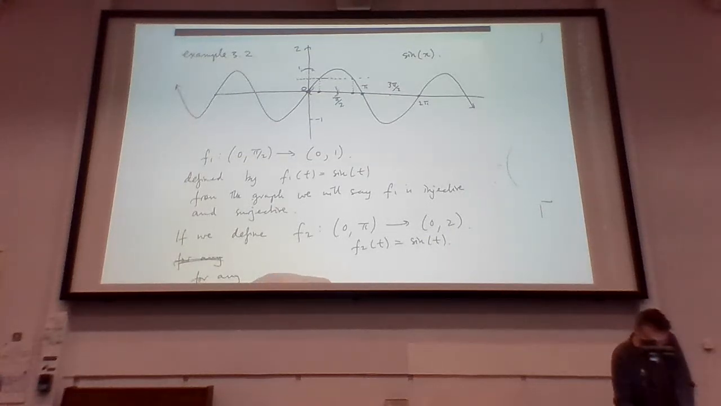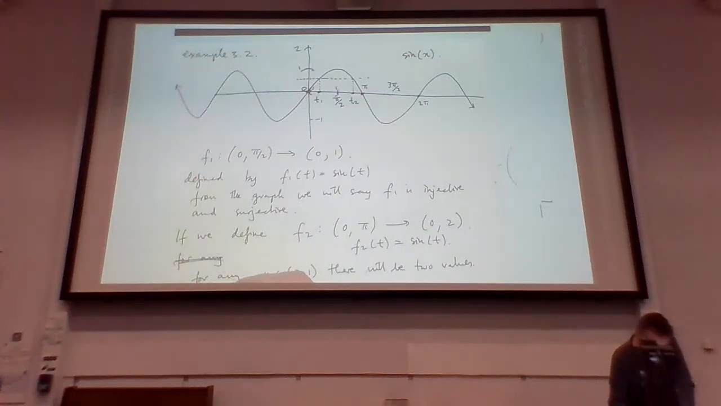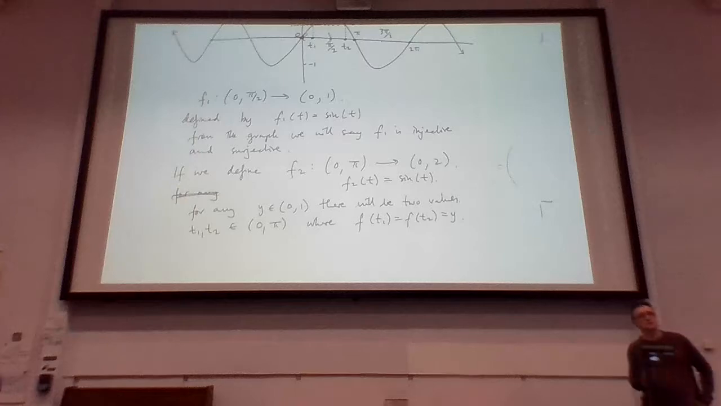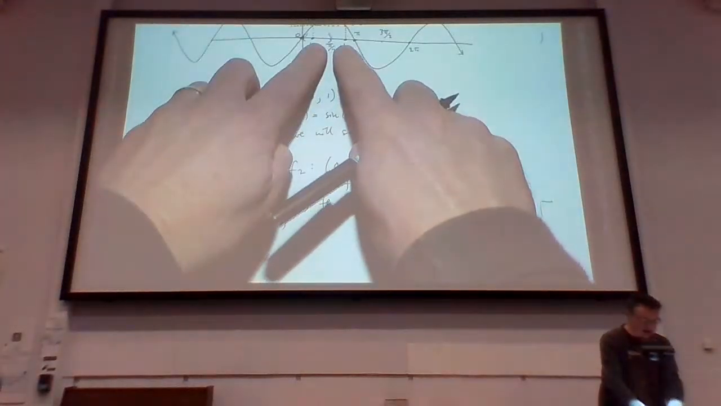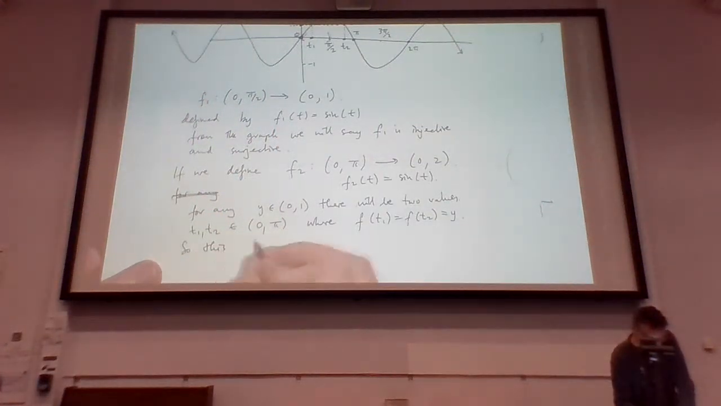And we can see that for any value of y in the interval 0 to 1, there will be two values, label them here t1 and t2, two values t1 and t2 in this extended interval 0 to pi, where f of t1 equals f of t2 equals y. So that's definitely not injective, because you have two separate values in the domain getting mapped to the same value in the codomain. So this function f2 is certainly not injective.